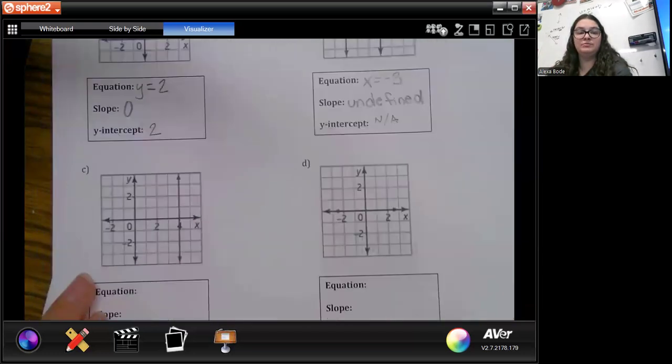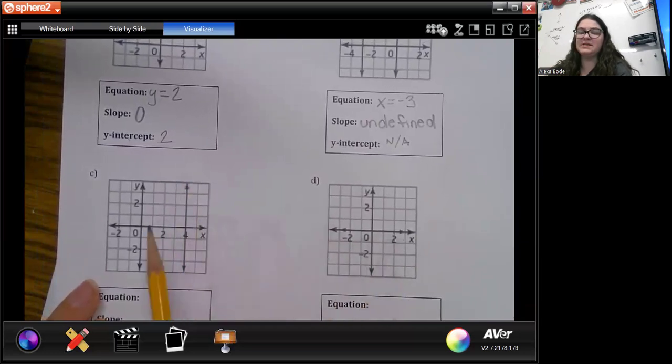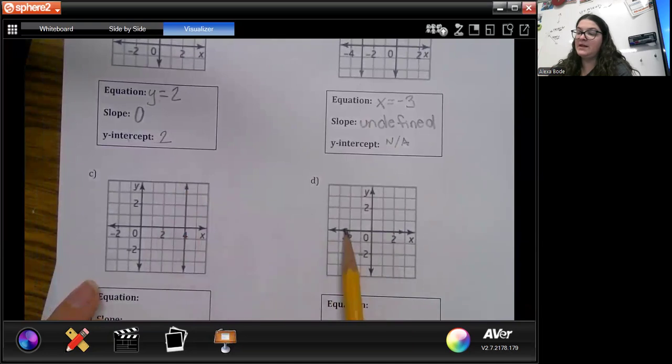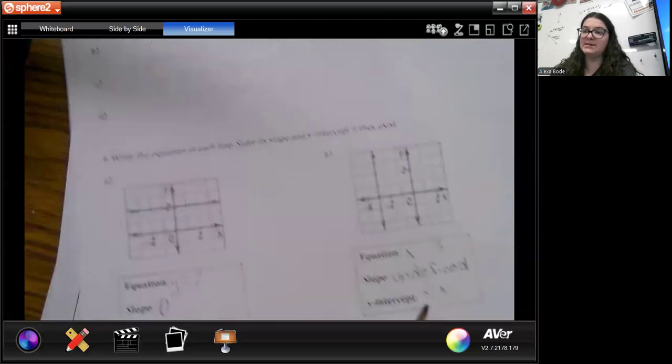Okay, so you need to do C and D. This is the line for C. And then the line for D is this line right here. Notice that line is on the x-axis.